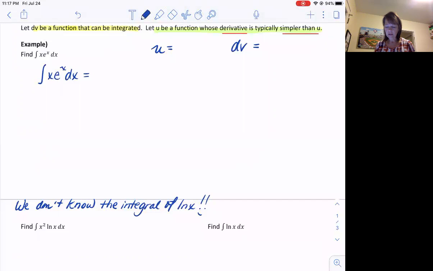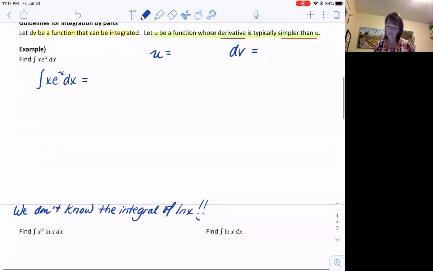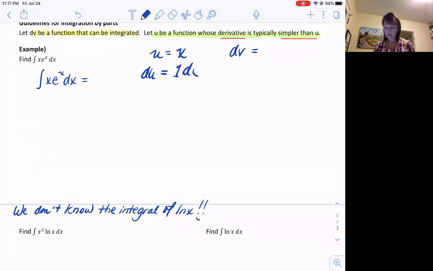So if I look at this, I'm going to let u be equal to x, because the derivative du is equal to just 1 dx. Then if I pick dv equal to e to the x dx, then my v is going to equal, picture yourself taking the integral of both sides of this, but you're not going to need to put the plus c on it. It's just going to be v is equal to e to the x.